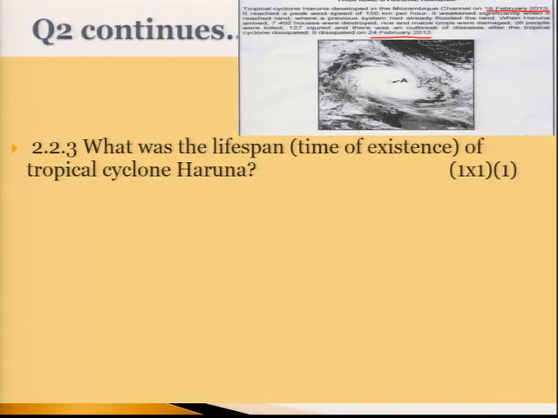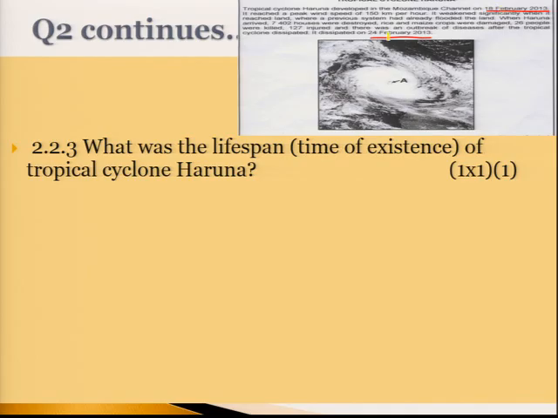To continue, what was the lifespan, or what you call the time of existence, of the tropical cyclone Haruna? Let's read the article. Tropical cyclone Haruna developed in the Mozambique Channel on the 18th of February. I've highlighted it there. It reached a peak wind speed of 150 kilometers per hour. It weakened slightly when it reached the land, where a previous system had already flooded the land. When Haruna arrived, 7,400 houses were destroyed, and rice and maize crops were also damaged. 26 people were killed, 127 injured, and there was an outbreak of a disease after the tropical cyclone started to dissipate. It dissipated on the 24th of February.